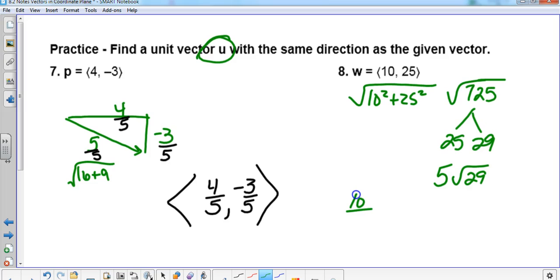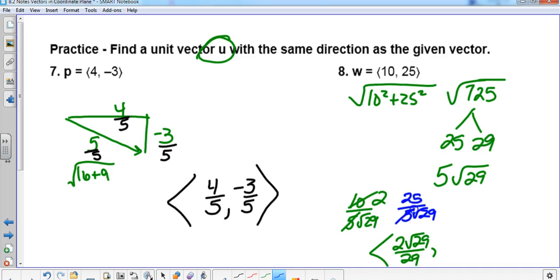So then we have 10 over 5 square roots of 29, which will become what? If we reduce that, we get 2 over the square root of 29, or 2 square roots of 29 over 29. Aren't these exciting? Such beautiful answers you get. And the y was 25 over 5 square roots of 29, which is 5 over the square root of 29, or 5 square roots of 29 over 29.